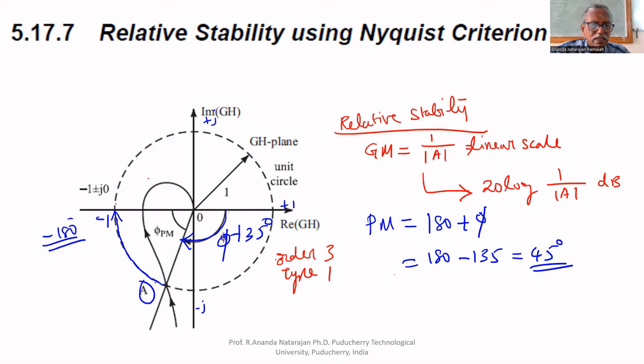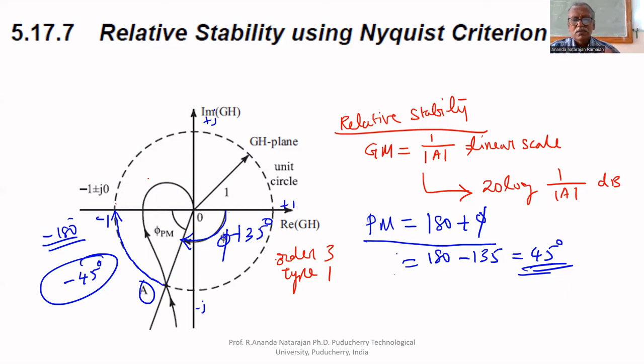So if you increase the phase further by minus 45 degree, then system will be on the verge of instability. That is the meaning of phase margin. So without adjusting the gain, we can make the system on the verge of instability by increasing the phase alone.